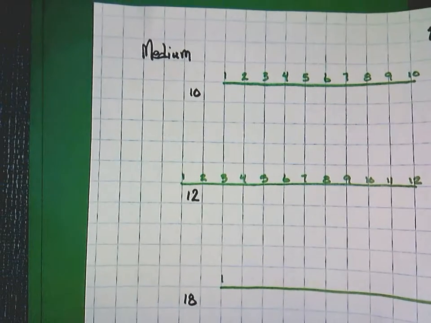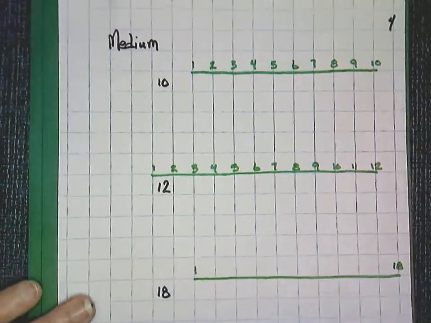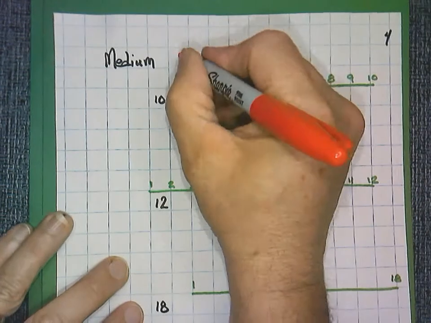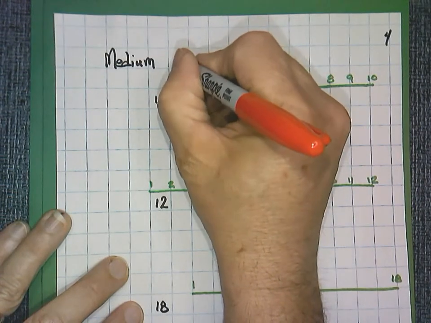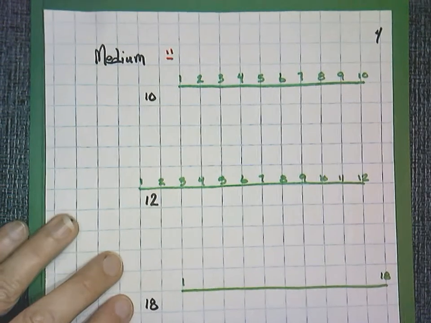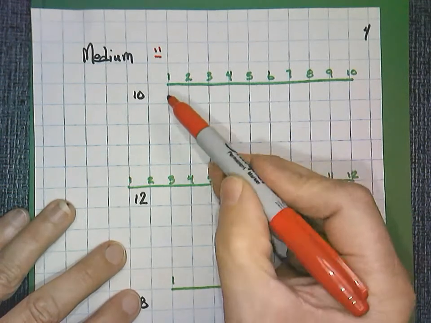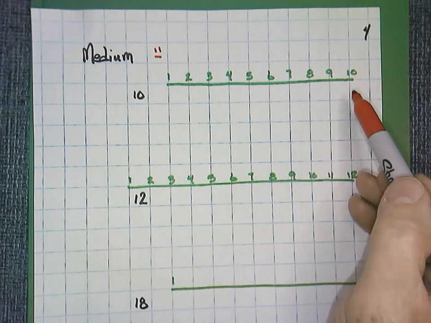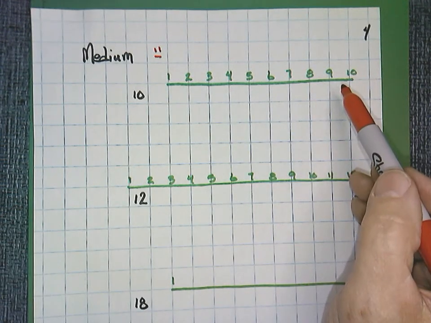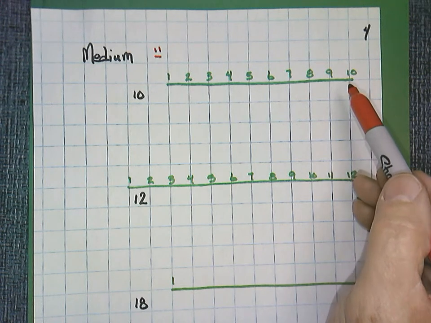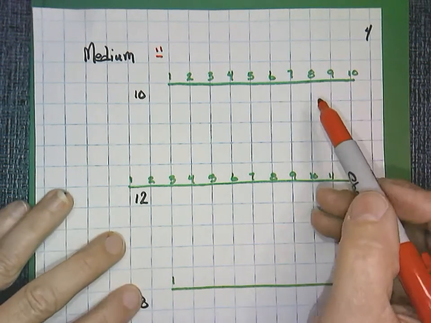Let's try ones that are, we'll call them medium, okay? So I'll just draw a medium face. Notice the idea of the number line. You don't have to make a number line, but I'm putting this here just to illustrate the idea.